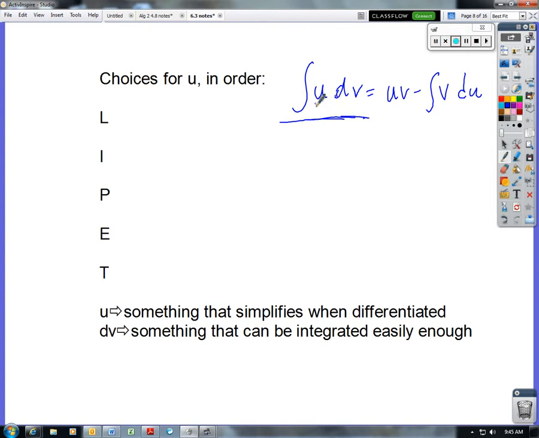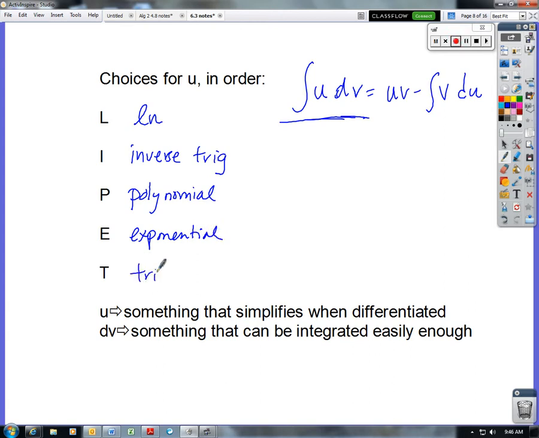And in order to choose your u, you're going to use LIPET. L is natural log. I is inverse trig. P is a polynomial. E is exponential. And T is trig.